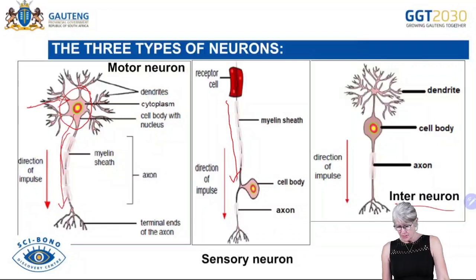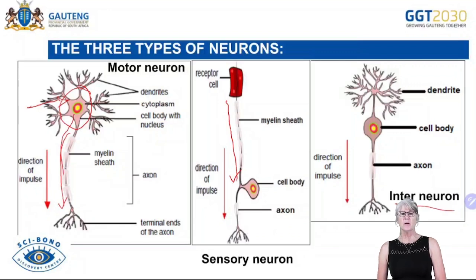Then our interneuron is usually also a multipolar neuron, and basically it is the connection between the sensory neuron and the motor neuron. That is your controlling center, and it analyzes the information that comes in from the sensory neuron, and then it effects whichever appropriate response. All right, so those are the three types of neurons.